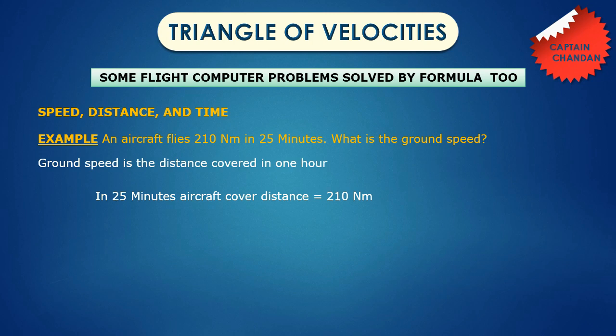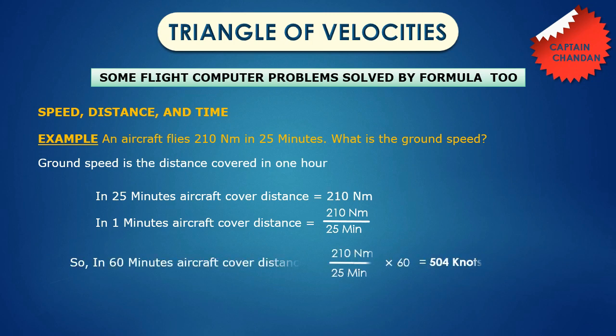So in 1 minute, the aircraft covers a distance equal to 210 divided by 25. So in 60 minutes, the aircraft covers a distance of 210 divided by 25 times 60. That will be 504 knots. So the ground speed will be 504 knots. The aircraft travels 504 nautical miles in 60 minutes, or 1 hour.